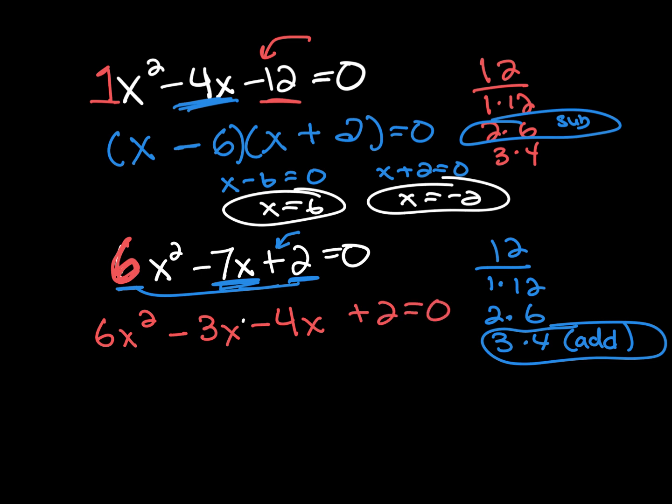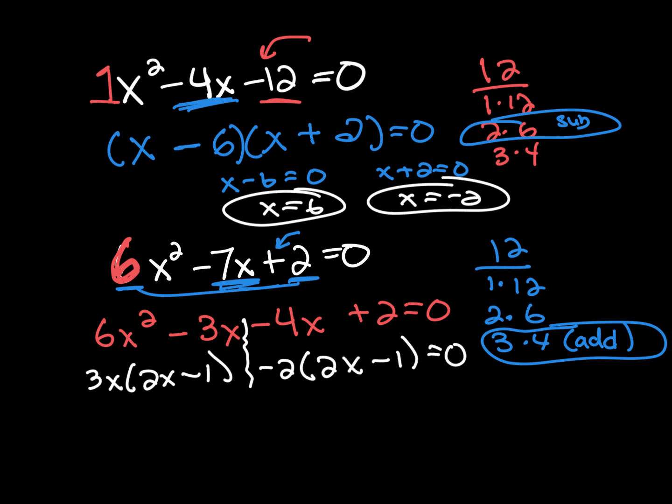From here, I'm going to split it down the middle. On the left side, I have the GCF of 3x. So I'm left with 2x minus 1. And on the right side, I'm going to actually take out a negative 2. And I will also be left with 2x minus 1. I know I'm on the right track because my factors match right here. So I'm going to have 2x minus 1, 3x minus 2 equals 0.